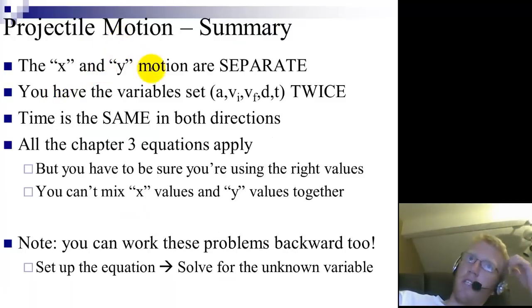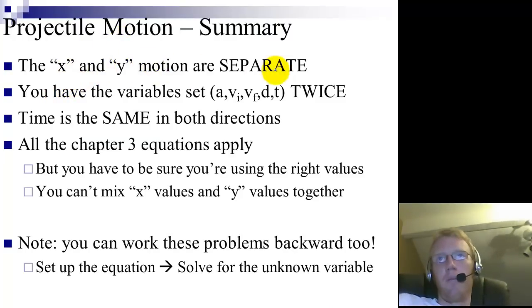Summary. I just did this, but let's talk about it. The x and y motion are separate, so you have two sets of variables. Your acceleration, velocity, distance, and time in the x and the y are completely independent of each other, with the exception that time is the same in both. All of your equations from chapter 3 still apply.